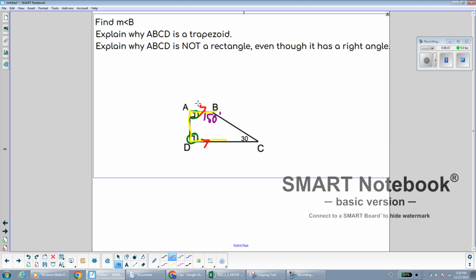And as we see here, we only have one pair of parallel sides. AD and BC are not parallel to each other. So even though there's a right angle here, it can't be a rectangle because it's not a parallelogram.